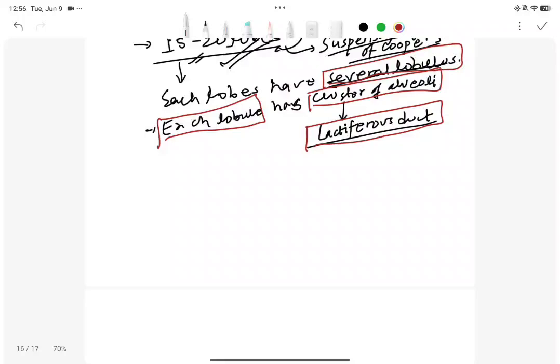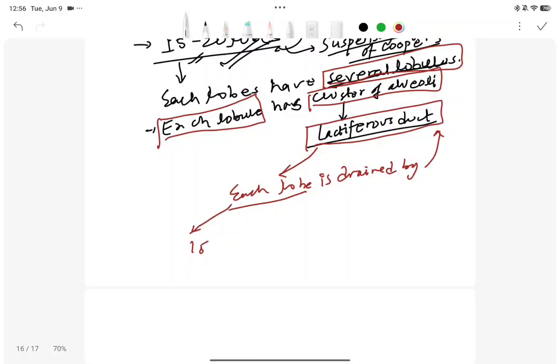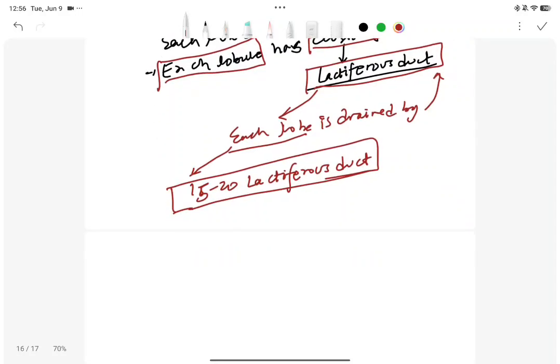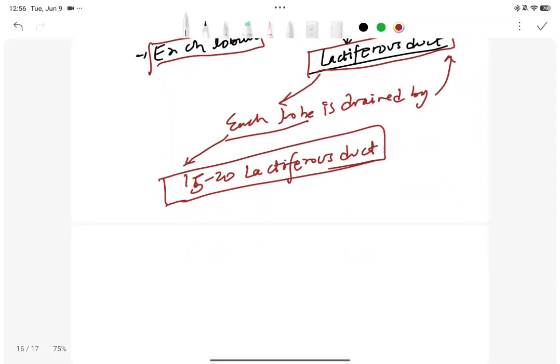So each lobe is drained by a lactiferous duct. One lactiferous duct drains one lobe. There are 15 to 20 lobes, so there are 15 to 20 lactiferous ducts that drain to the nipple, carrying the milk to the nipple.